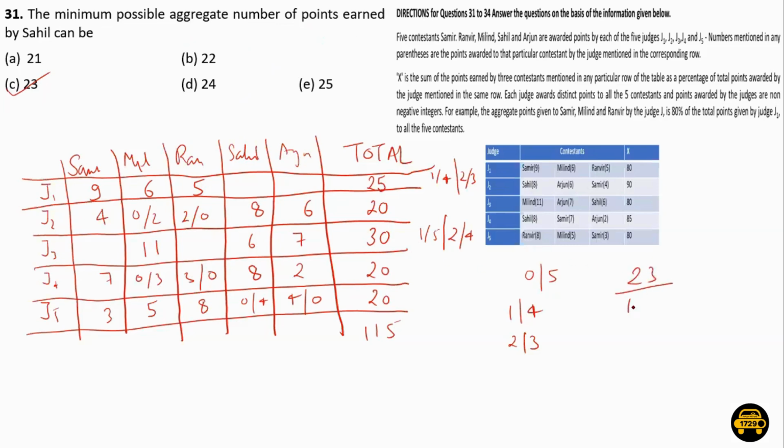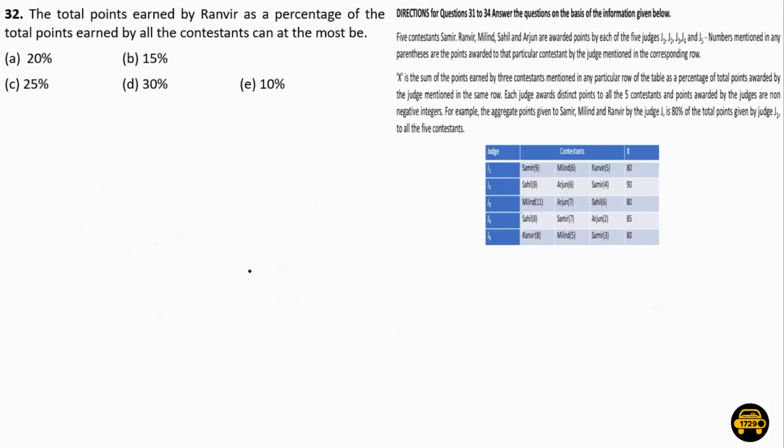So the maximum possible score of Ranveer is 23. And if we have to calculate it as a percentage of total, it will be 23 upon 115 into 100. And this will be 1 by 5. So that will make it 20%. So the answer to this question will be 20%.